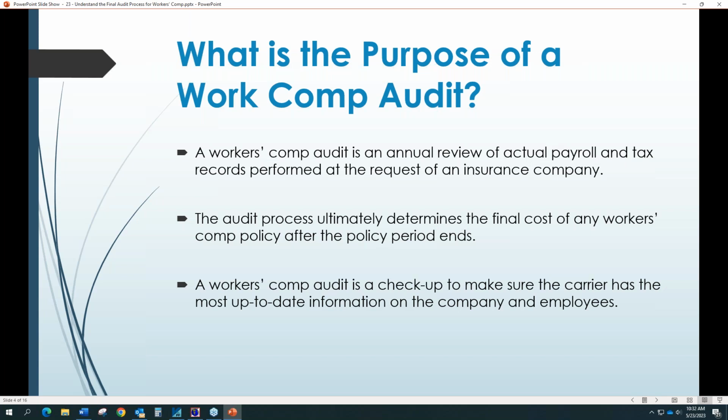So the workers' comp audit serves as an annual verified review of payroll and tax records at the request of the insured's carrier. The audit process allows the carrier to determine the final cost of any work comp policy once the policy period ends. So this checkup ensures that the payroll for the policy period was accurate and that the carrier has the most up-to-date information on the company and its employees.